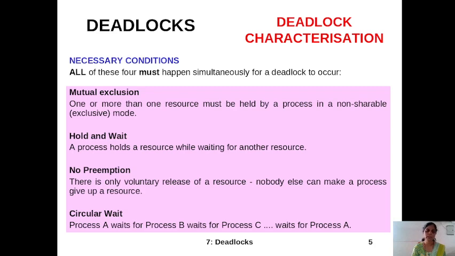Each process is waiting for another process to complete its execution, and nobody actually completes the execution because there is a circular wait condition, and hence it leads to deadlock. So all of these occurring simultaneously in a system will lead to a deadlock condition.